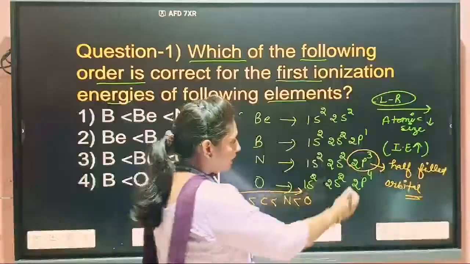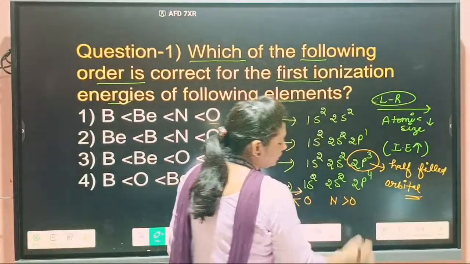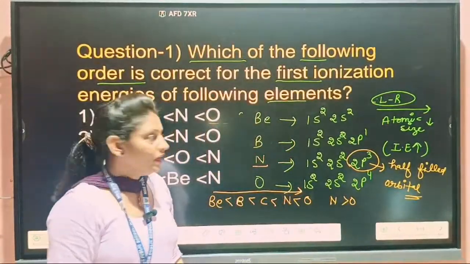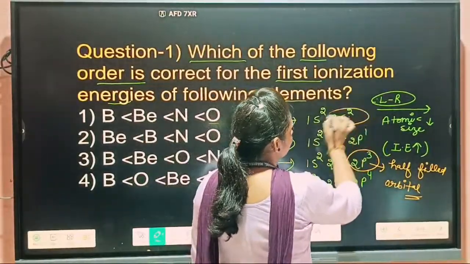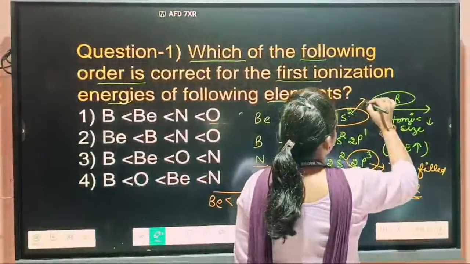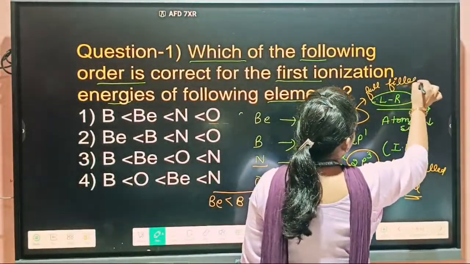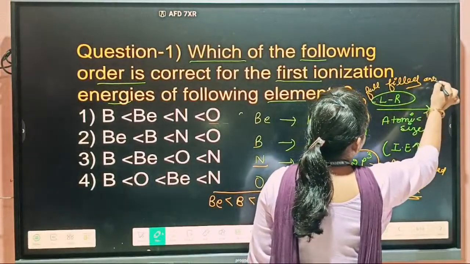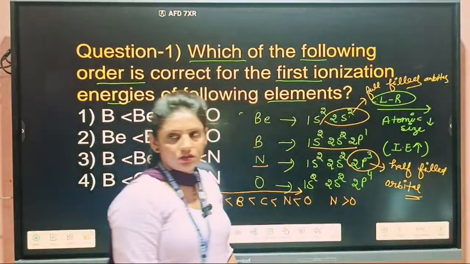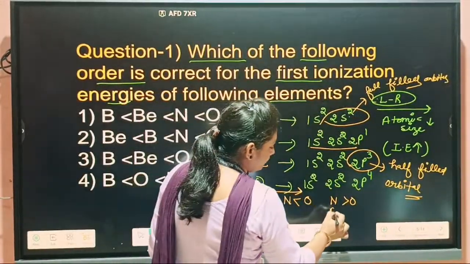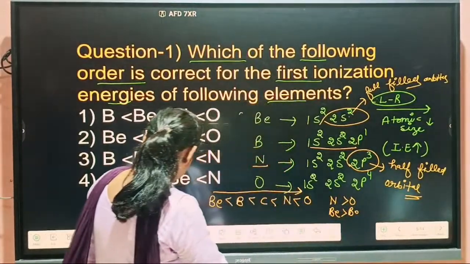So what will happen here? Here the ionization enthalpy for nitrogen will be greater than oxygen. And between beryllium and boron, here the s orbital is a fully filled orbital, and you know very well a fully filled orbital is more stable as compared to boron. So the ionization enthalpy for beryllium is greater than boron.